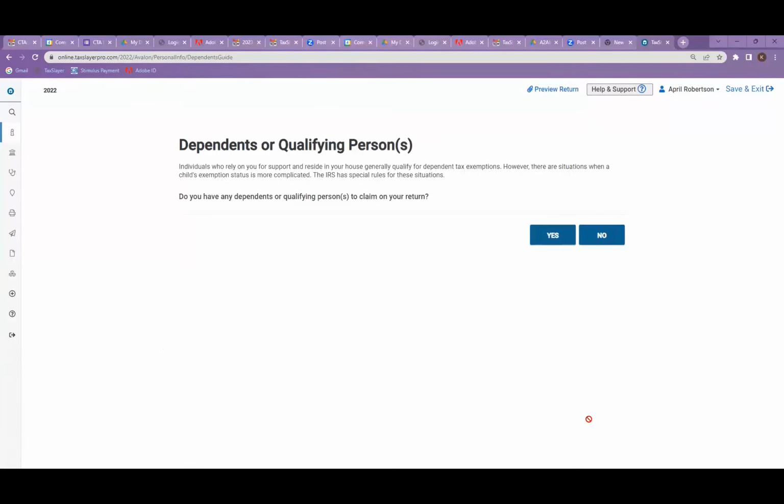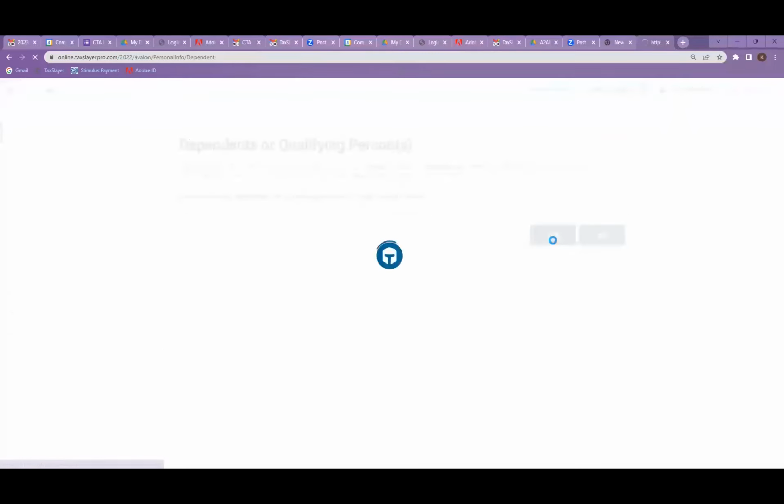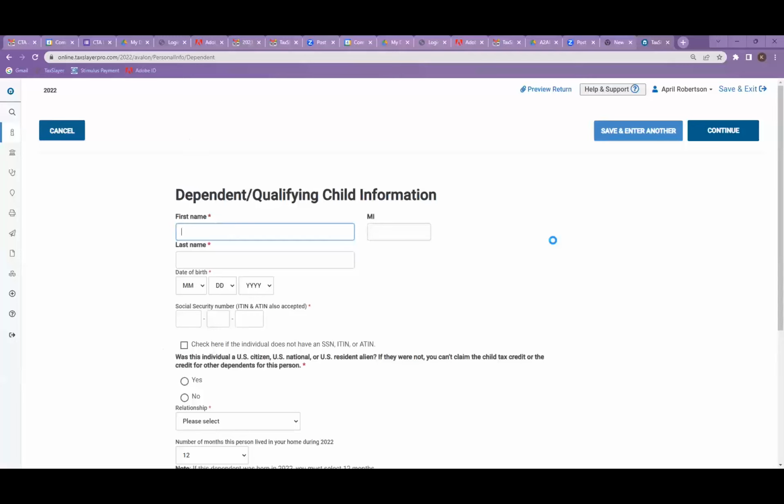And dependents, qualifying children, the answer is yes. So now we're going back more or less to the federal screen. We're asking for information. First name is May. The child, April's child, is May. Last name is Robertson. And May's birth date is 6/21/2012. And the social security number of May is 088-44-1239.